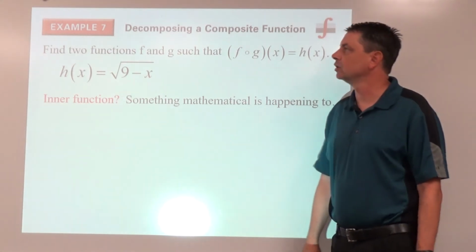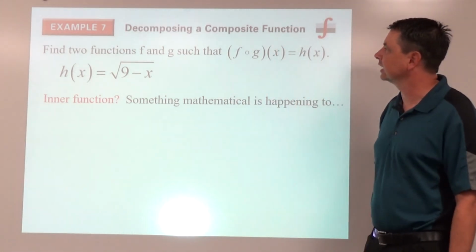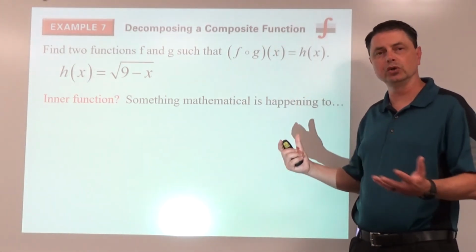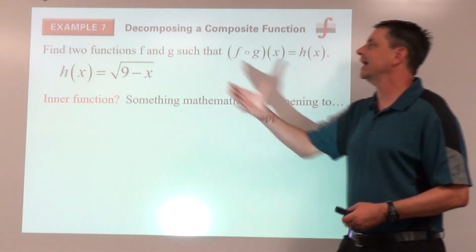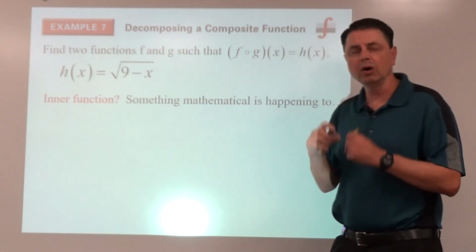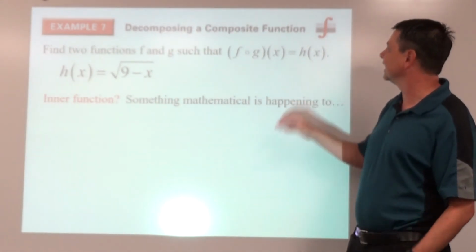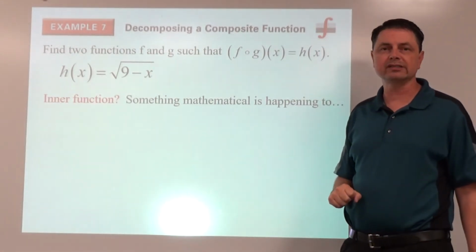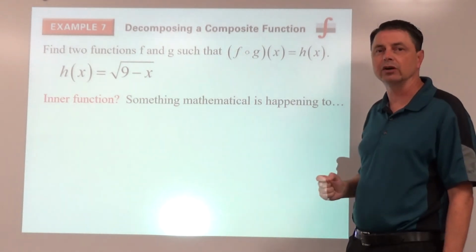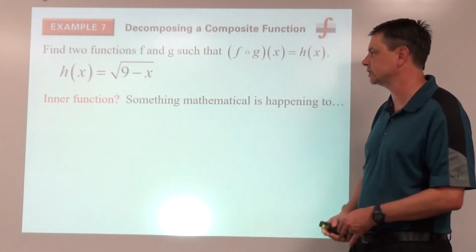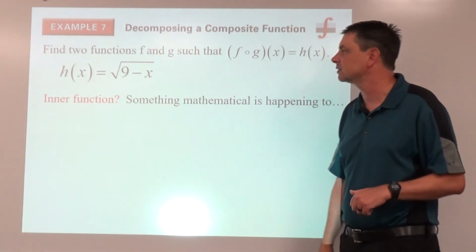Example 7, the next thing we're going to look at is decomposing a composite function, essentially undoing that work. If we had the composite function, what would be the parts, the f of x and the g of x, to make that happen? The symbol here does indicate this is kind of a calculus skill, something that would be beneficial in a calculus class.